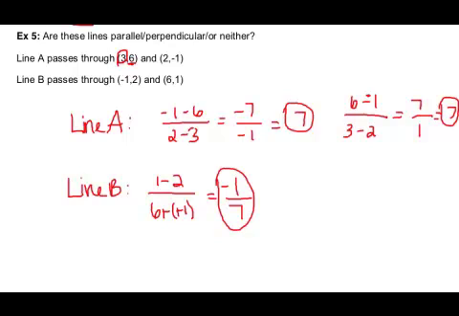Now, if we look at negative 1/7 and 7, we notice that they are opposites. One's positive and one is negative. And we know that the reciprocal of 7 is 1 over 7. So we know that these slopes are opposite reciprocals. So therefore, these lines are perpendicular.